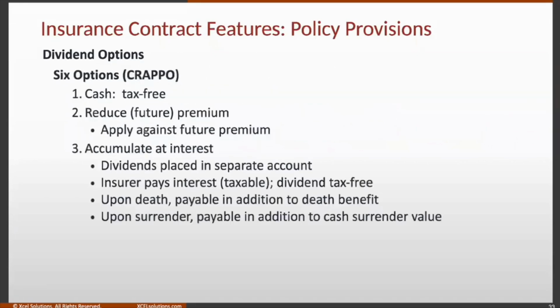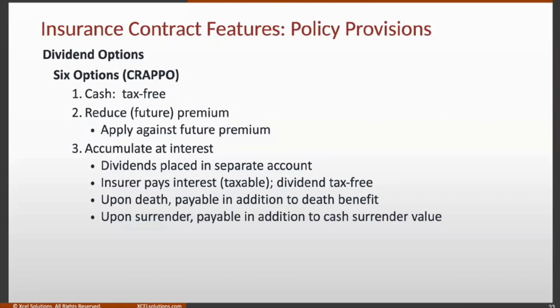Now, there's 6 different options, 6 different ways to receive dividends. And we use the 6-letter acronym CRAPPO. 6 different options that a person has to choose how they want their dividend paid out to them.